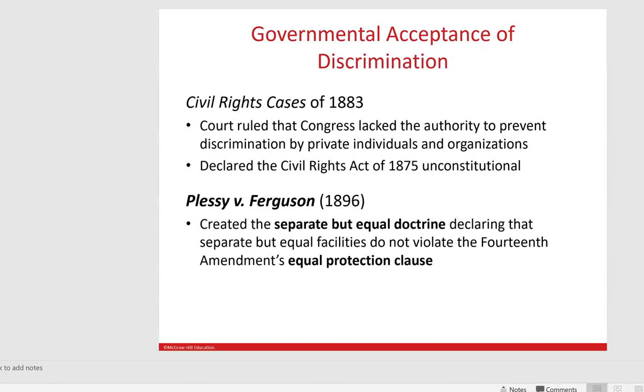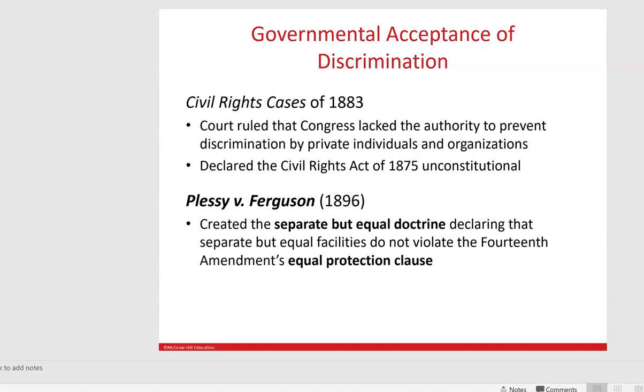A Supreme Court case in 1883 said that Congress lacked the authority to prevent discrimination by private organizations and individuals and declared the Civil Rights Act of 1875 unconstitutional. In 1896, the doctrine of separate but equal was created, which declared that separate facilities such as those for eating, transportation, seating, and going to the restroom did not violate the 14th Amendment Equal Protection Clause. This is represented by the Plessy versus Ferguson ruling.